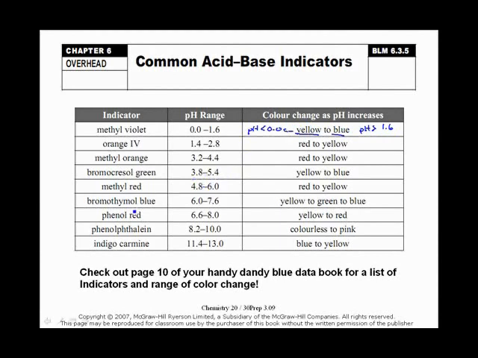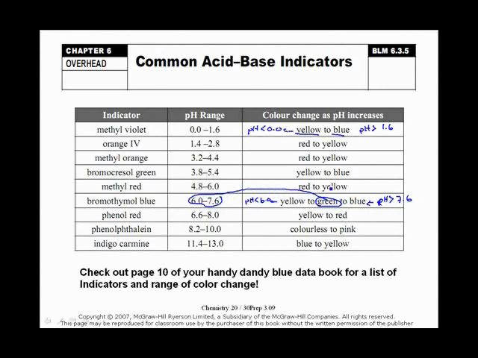If we take a look at something like bromothymol blue, just moving up the list a little bit, it says it goes from yellow to green to blue. The yellow is for pHs less than 6.0. The blue is for pHs that are greater than 7.6. If the pH is between 6.0 and 7.6, then the color is going to be green. So if the pH is between these two, the color will be green.